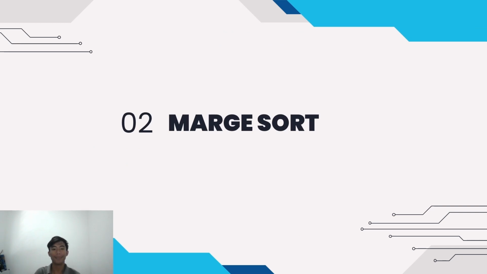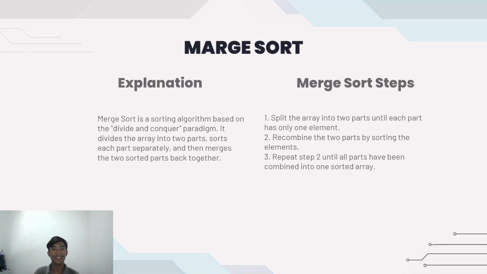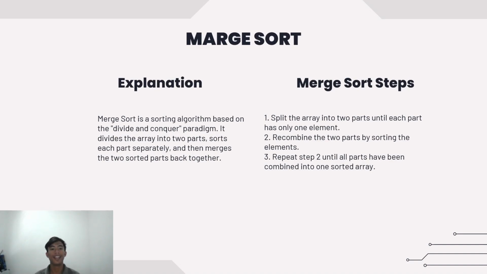Okay, I will continue. The second one is merge sort. Merge sort is a sorting algorithm based on the divide and conquer paradigm. It divides the array into two parts, sorts each part separately, and then merges the two sorted parts back together.